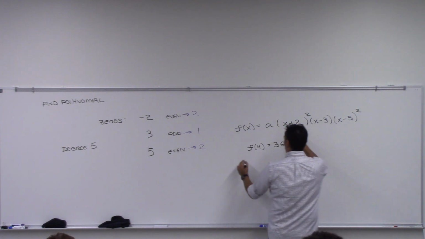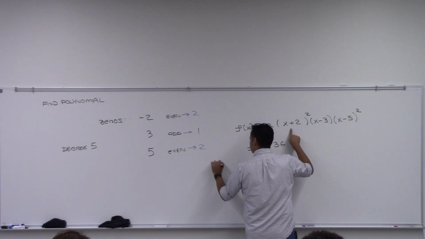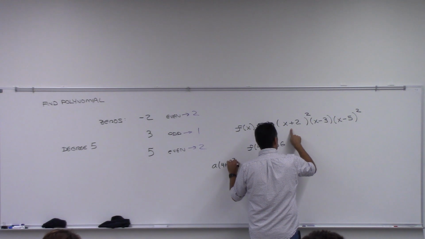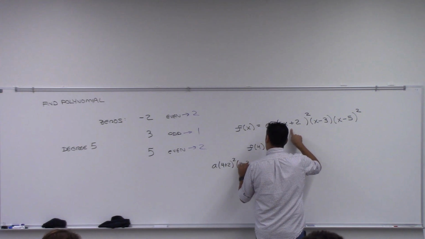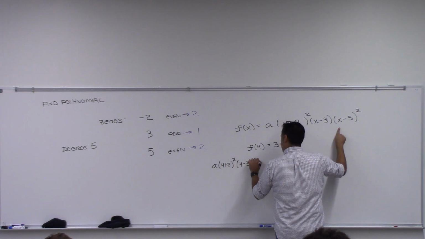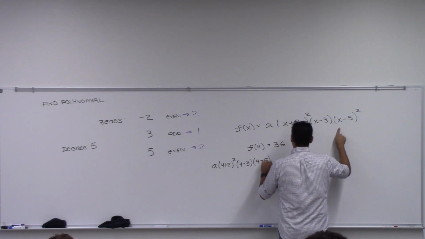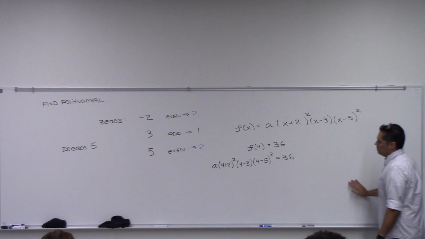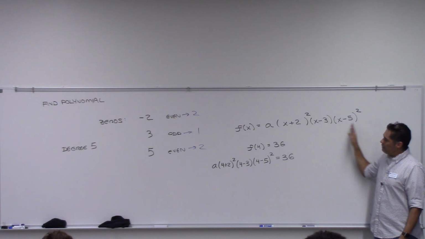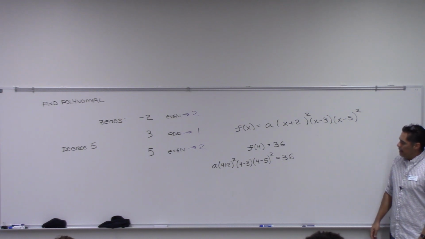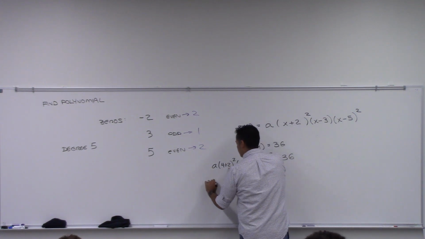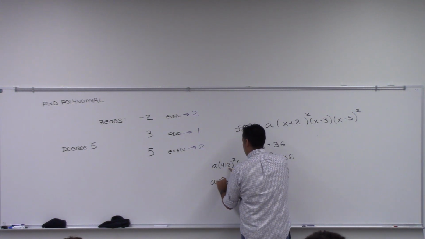So if I plug in 4 into this, let me do that. Let's see, a times 4 plus 2 squared, 4 minus 3, 4 take away 5 squared must equal 36. That's just me replacing all my x's with 4's. And I'm going to solve for a here. So 4 plus 2 is 6. 6 squared is 36.